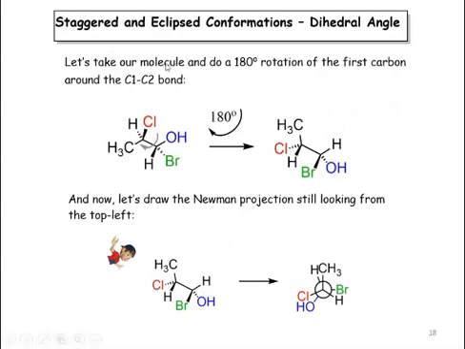Staggered and eclipsed conformation. This is the new concept that we are going to see here. Along with the staggered and eclipsed conformation, we will come across a new term called dihedral angle. What is dihedral angle? Now let us take our molecule and do a 180-degree rotation of the first carbon around the carbon-carbon single bond.